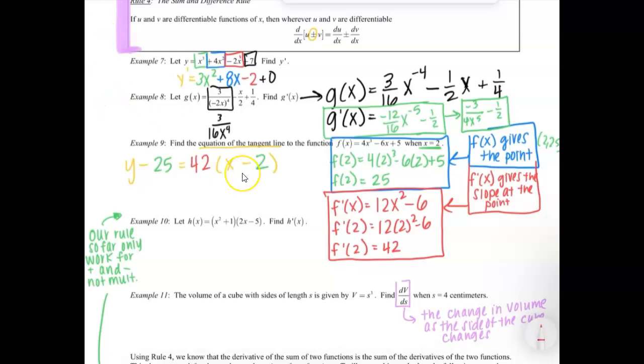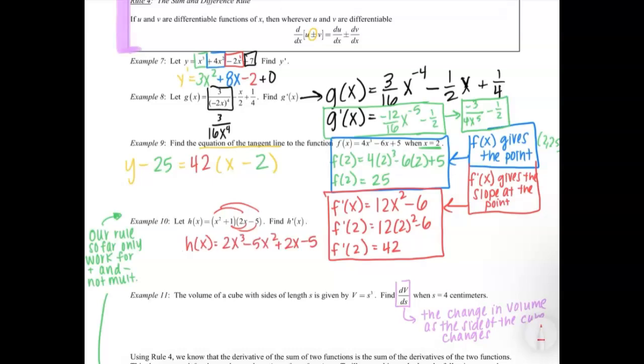Alright, for example 10, it is really tempting to want to just jump right in, but up here we notice that our rules so far only work for either monomials, so one term, or addition or subtraction. When you get to a problem like example 10 and it's multiplication, we'll learn about that in a moment, but we actually cannot derive when it's in this form. We would actually have to FOIL this out. So go ahead and do that and then play the video when you're ready.